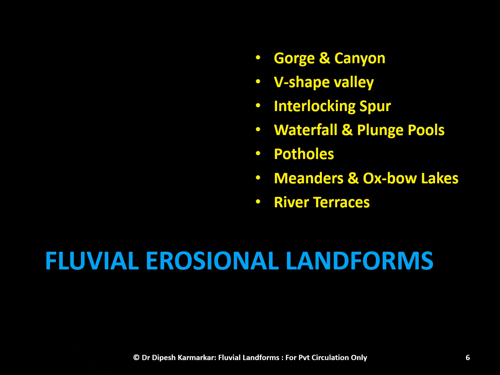We will now look at 7 erosional landforms produced by rivers: gorge and canyon, V-shaped valley, interlocking spurs, waterfall and plunge pools, potholes, meanders and oxbow lakes, and the river terraces.